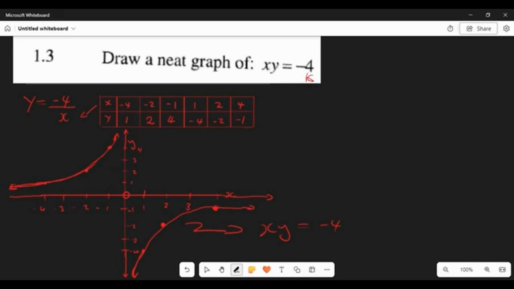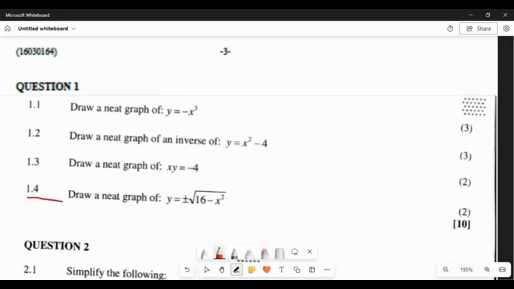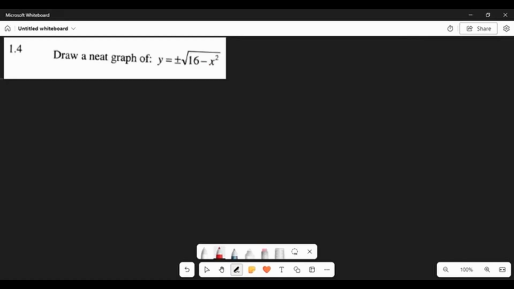Now that you're done with 1.3, how about we do 1.4? Right, 1.4, as you can see, this is 1.4. So they want us also to draw this graph. So I'm just going to copy this and paste it where there is a space, and let us solve this. Right, so let's look at 1.4.